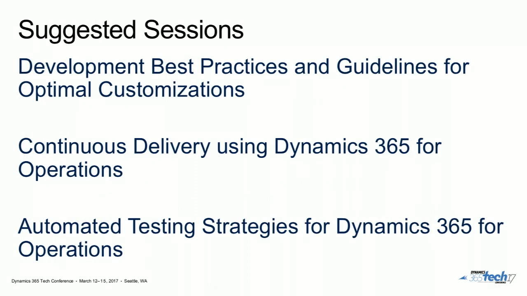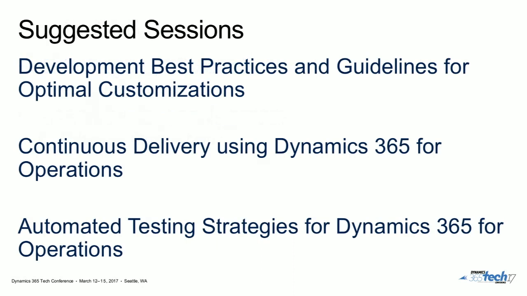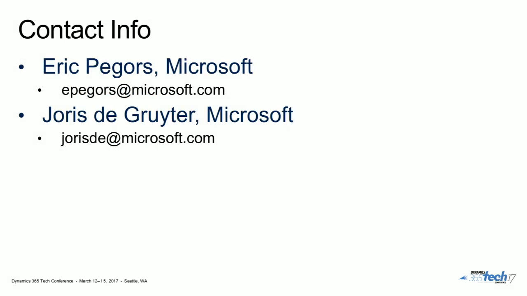Here's those other sessions. Development best practices and guidelines for optimal customization. So that's how to do extensions and do them well. Continuous delivery, that's about building and application lifecycle management, branching, all that kind of stuff. And then automated test strategies for Dynamics 365 for operations. Joris is going to be at all three of these. And like I said, I learned most of what I know from him, so those are good sessions for sure.